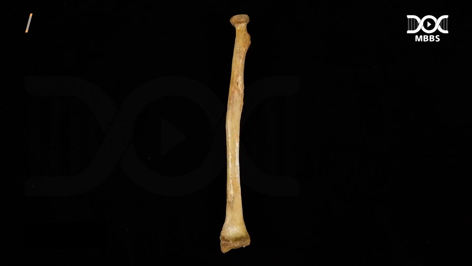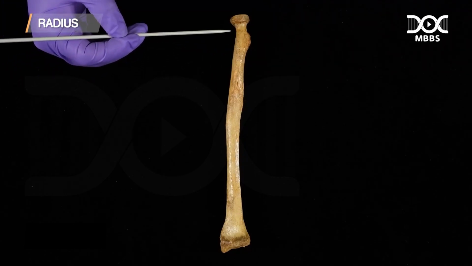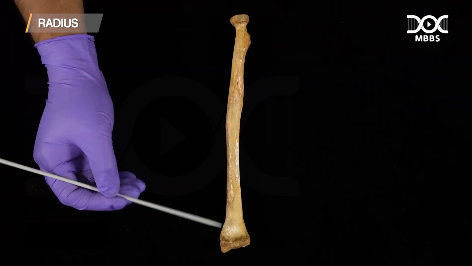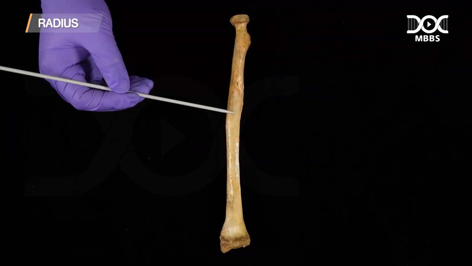Let's demonstrate the features of radius now. Radius is the preaxial bone of the forearm and it's an example for typical long bone. Radius is divided into following parts. It has an upper end, it has a lower end and it has a shaft.